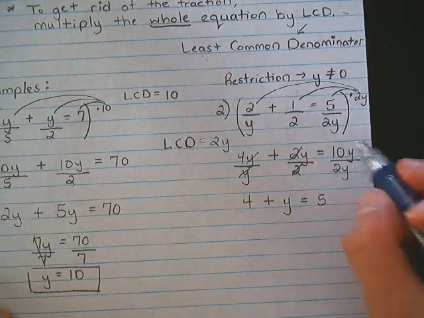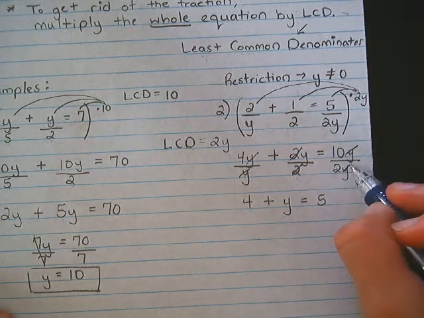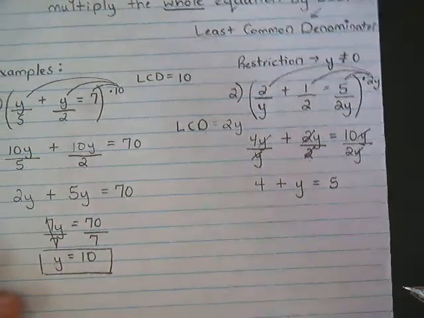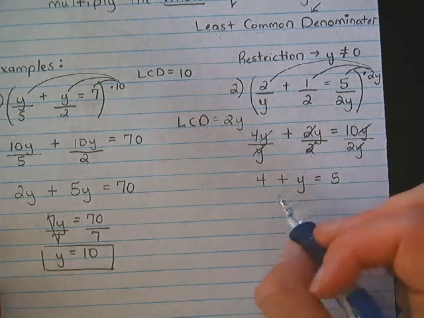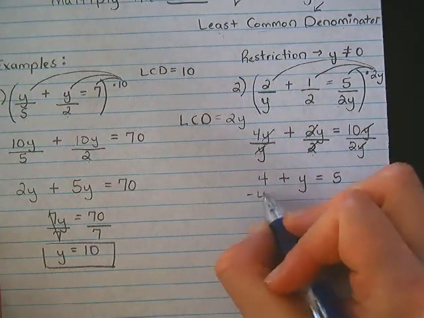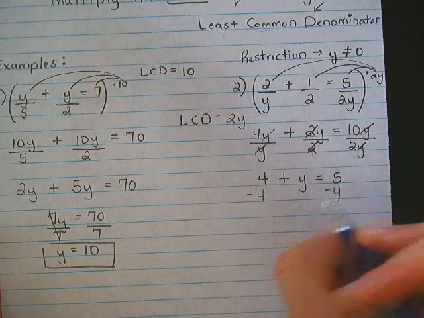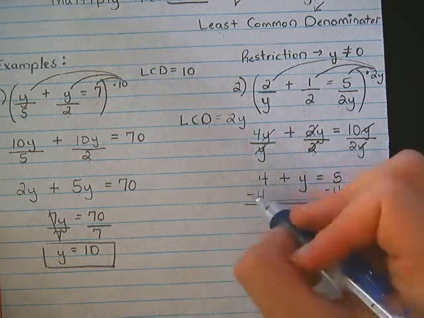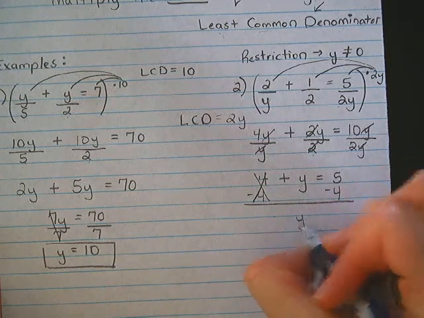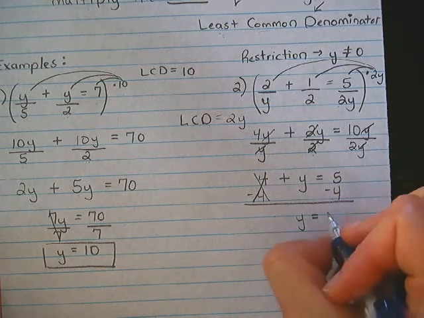And then y over y, well, that's a number over the same number. So that's 1. And so it's going to go away. And so this is like the easiest equation you could be left with. You just have to solve for y. So since we're adding a 4, we subtract 4 from both sides. Get it to the other side, because remember you do the opposite, so those go away. And we're left with y equals 1.